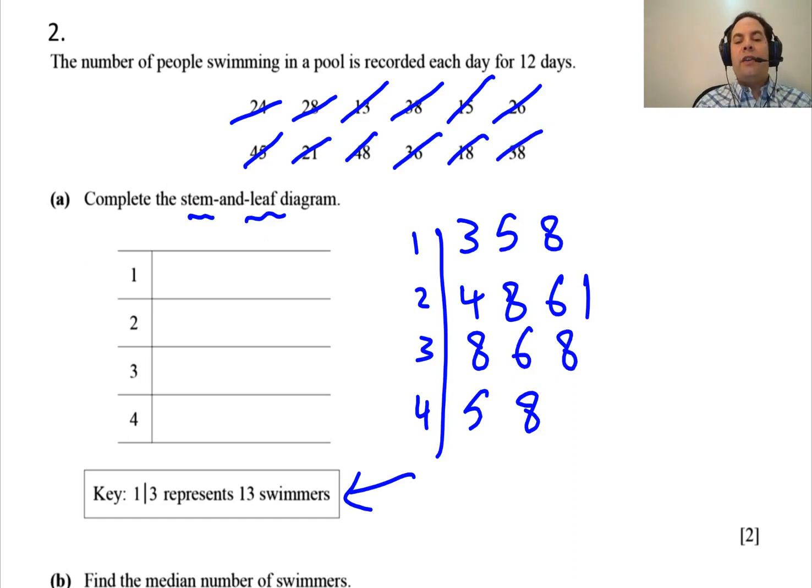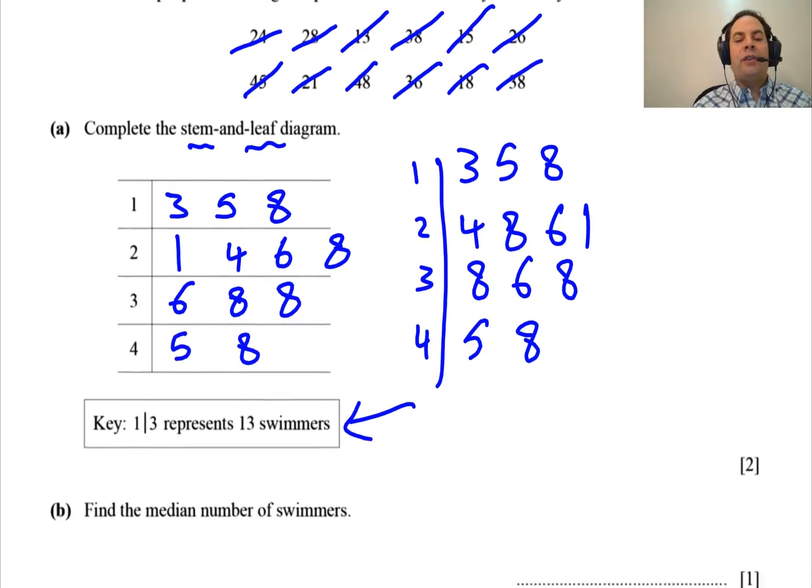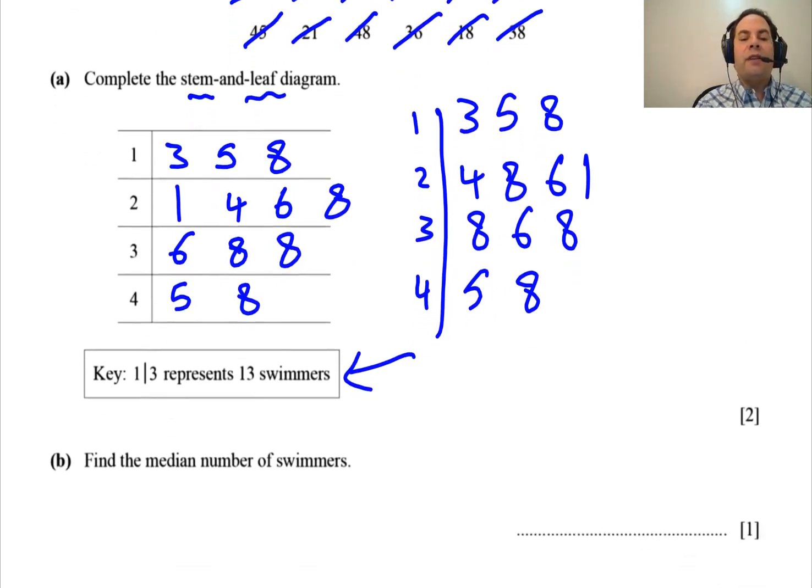You have to rearrange these numbers. 3, 5, 8, it's already arranged. But 4, 8, 6, 1, you have to rearrange in ascending order, starting from 1, then 4, 6, then 8. 3, 6, 8, 8. 4, 5, and 8. So now it's arranged, and it's also better to keep the spaces the same. Rearrange it as columns, so it's better to keep them evenly spaced.